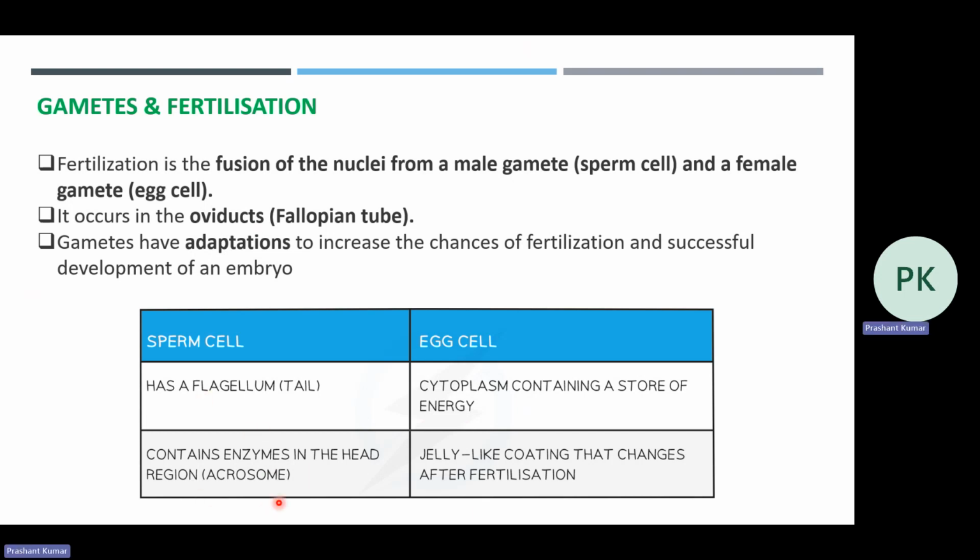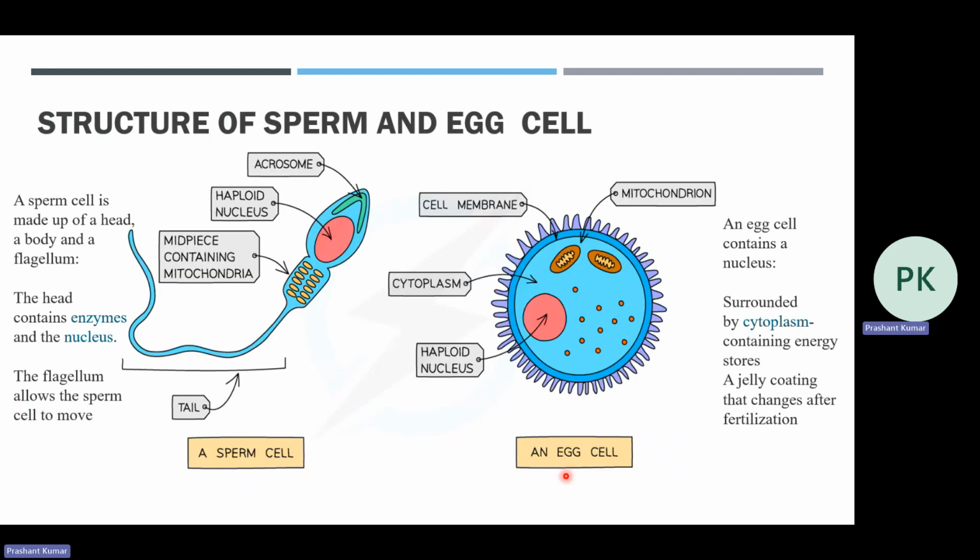In sperm cells, they contain enzymes in the head region, that's the acrosome, which dissolves the jelly coat, right? And the jelly coat in the egg cell changes after fertilization. This is the structure of the egg cell and the sperm cells. Sperm cells have three parts: the head part, the middle part, and the tail part. And the acrosome, with the enzymes, is present on the top of the cell.